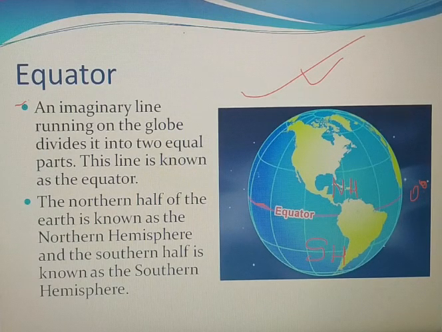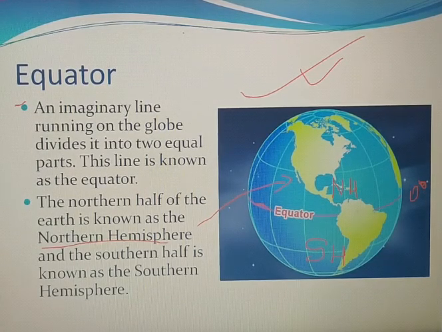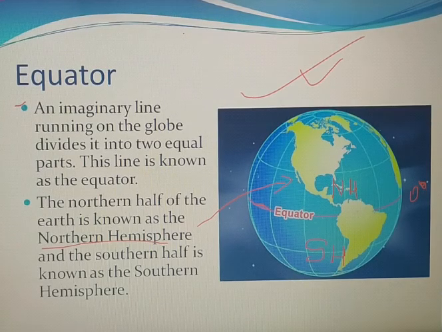The northern half of the earth is known as the northern hemisphere, as I mentioned earlier also. That is this one. Then the southern half is known as the southern hemisphere. The southern side is known as the southern hemisphere, and this is that southern hemisphere part. In the middle is the equator. So here we finish the part of the equator.